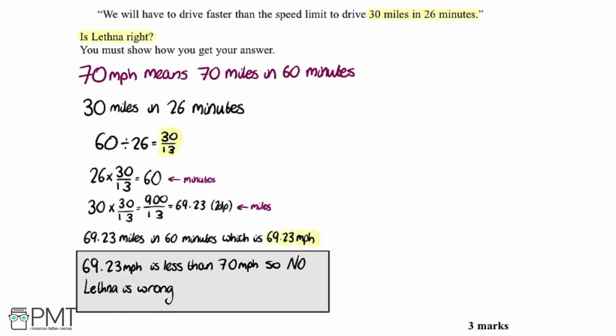So if we look to see where we get the marks, we get 1 mark here for working out this multiplier. We get another mark here for using that to work out this number here, so 69.23. So we know it's going to be 69.23 miles an hour. Then we get our final mark here for a conclusion, something along these lines.